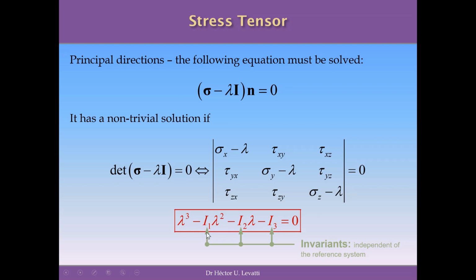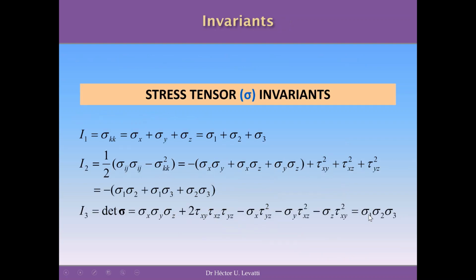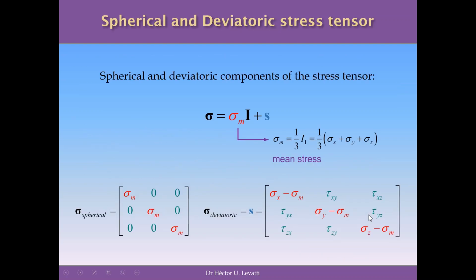The invariants are coefficients in this equation, a particular equation that allows us to calculate eigenvalues and eigenvectors that represent principal stresses and principal directions for our stress tensor. We are going to see more of how useful the invariants are in the next slides.